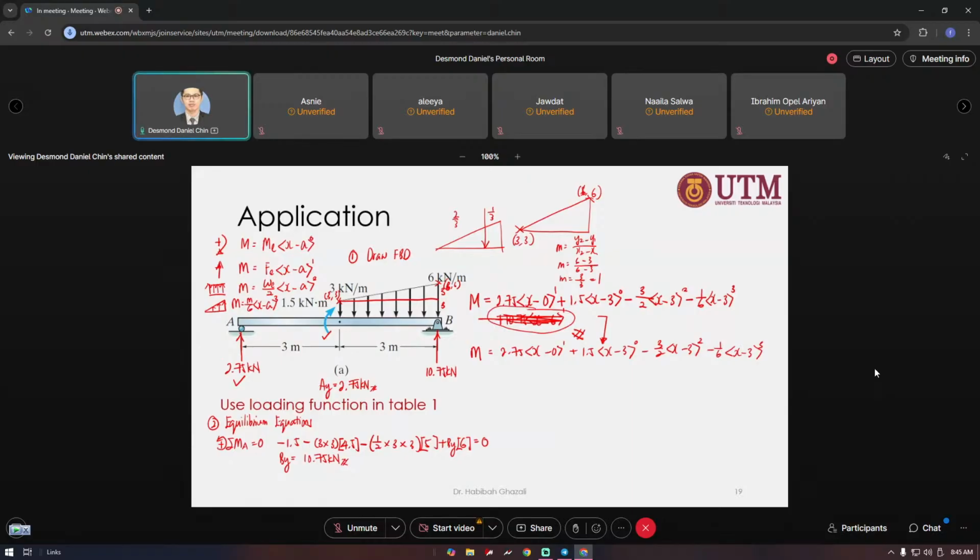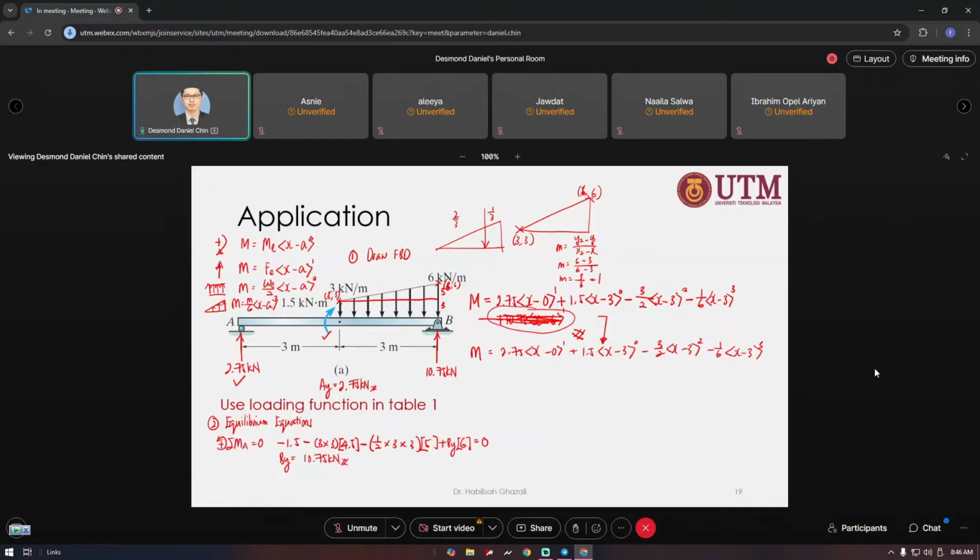If the question asks you to find x equals 0, what happened to this part? It becomes 0. Yes, because 0 minus 6, you will get 0, isn't it? Yeah, because of the Macaulay's bracket rules, right? Okay, let's say x equals 3. So 3 minus 6, you will get negative 3. So in the end, you will get 0 also, right?